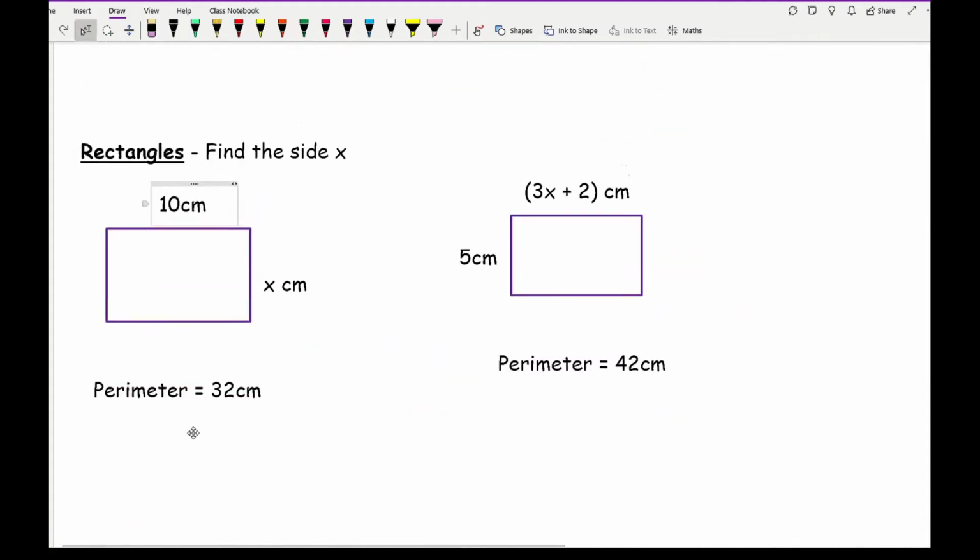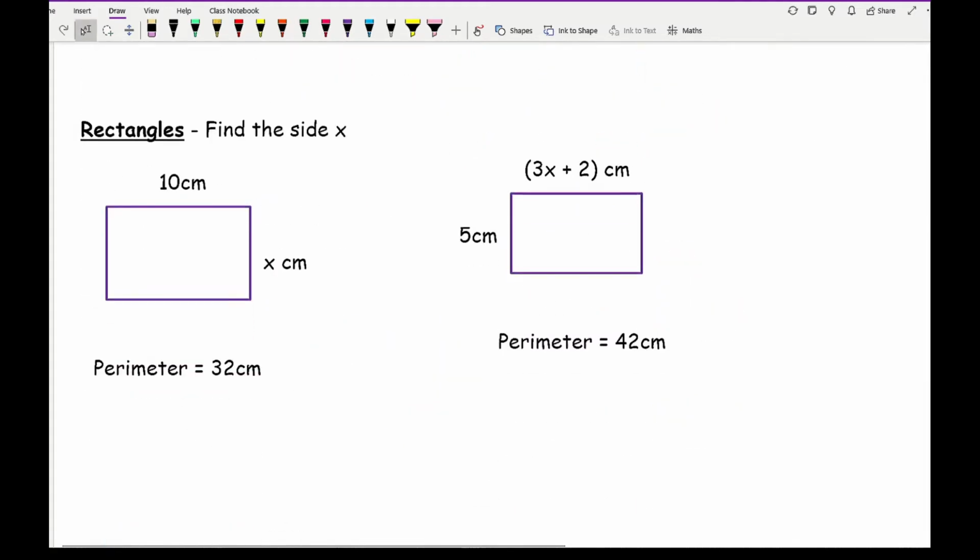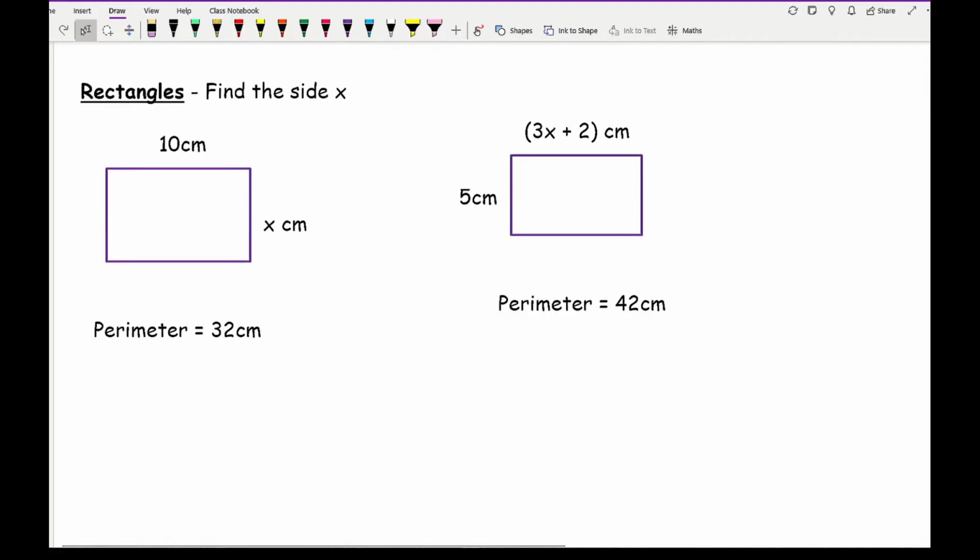If we then move on to a rectangle, with this one it says find the side of x. In this first one we've got that one side is 10 centimeters, the other side is x. So what we do now is start by filling in what the other sides are going to be. If this side is x, then this side is going to be x, and the opposite side is going to be the same. To work out the perimeter I've got to add the 4 sides together. So if I start at this bottom corner here, I've got x plus 10 plus x plus 10, and that equals the perimeter, which I've been told is 32.